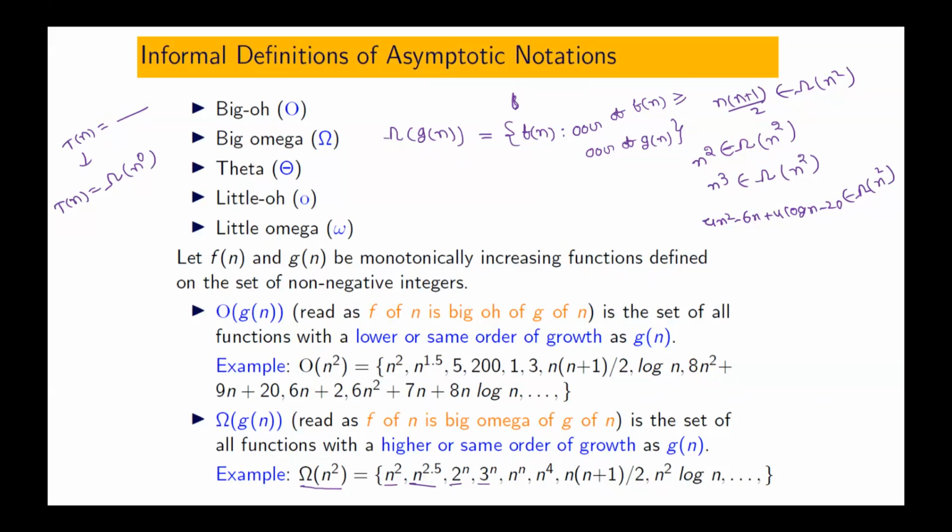Yeah, it's correct. Because here the order of growth will be n power 0 or more, no? Is that correct, sir? But by name it is correct.